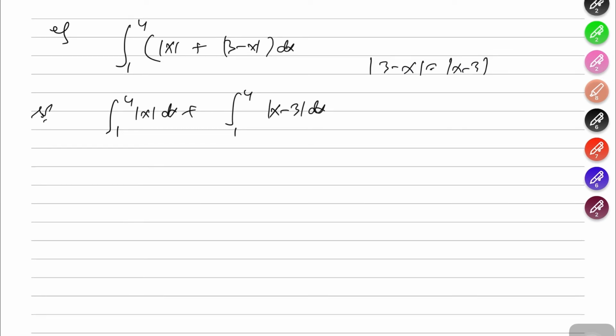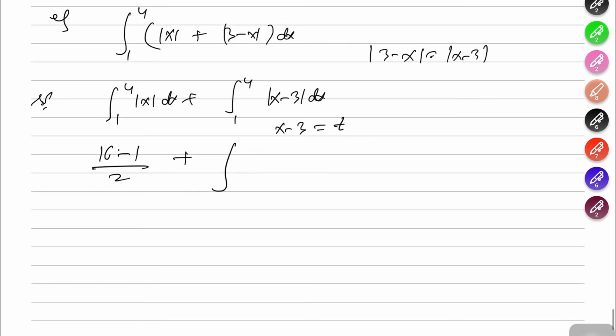Okay, so now how do we solve it? There is no issue, we can directly find it. Since 1 and 4 have the same sign, we get 4 square minus 1 square, that is 16 minus 1, upon 2. In this case we assume x minus 3 is equal to t, and obviously dx is equal to dt, so that is not affected. The only effect is that x minus 3 is equal to t.